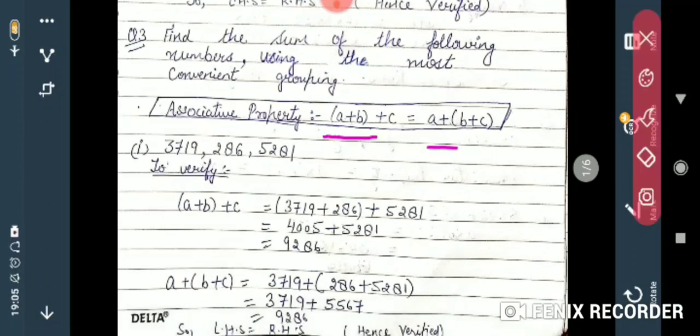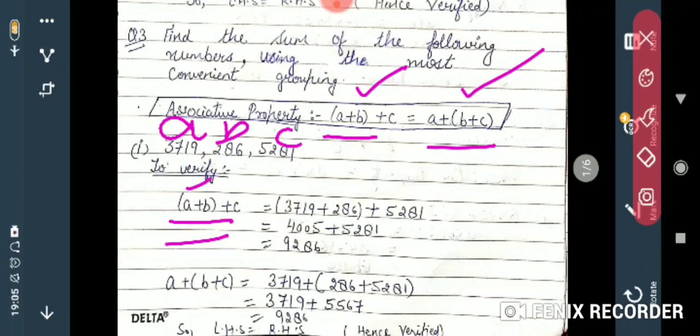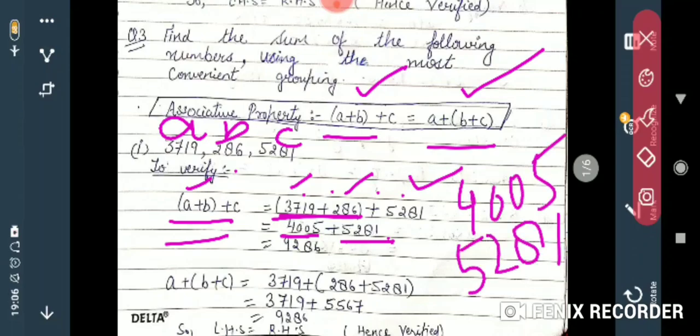In associative property, this LHS should be equal to RHS. So here the value of A is 3719, the value of B is 286 and the value of C is 5281. So first we will solve the LHS. First 2 numbers, that means A plus B, we will take in bracket and we will keep this C aside. So what are A plus B? 3719 plus 286 in bracket, then plus 5281. So what is the rule of bracket? That first we have to solve bracket. So just add 3719 and 286. What you will get? 4005. Then with this 4005, you will add 5281, the remaining number, that is C.